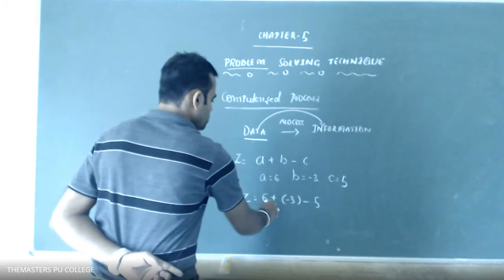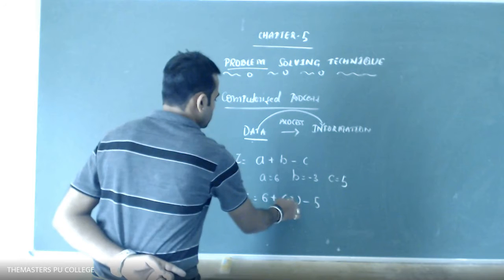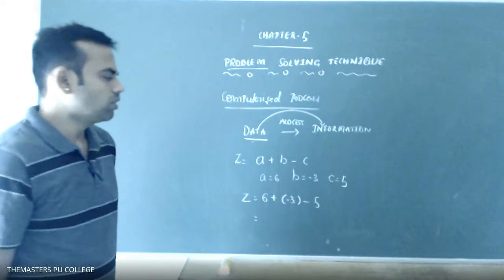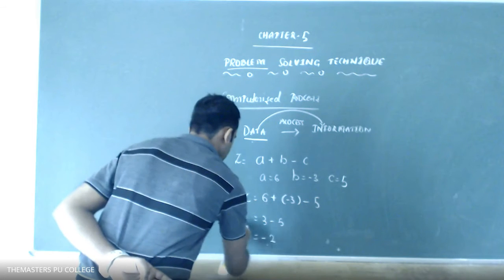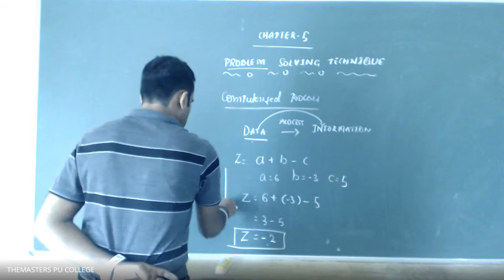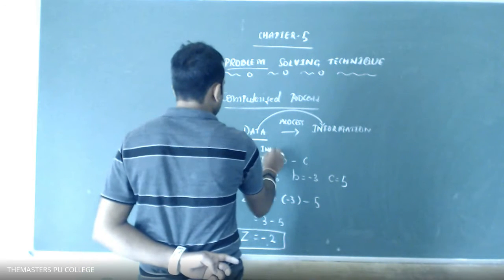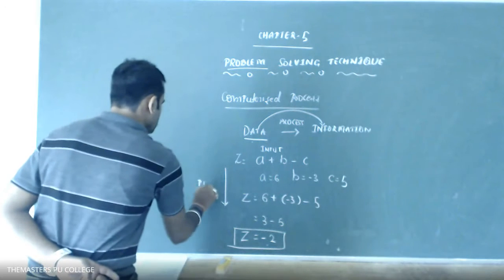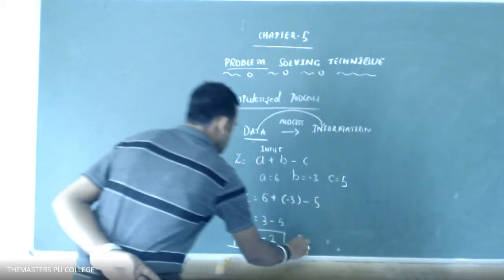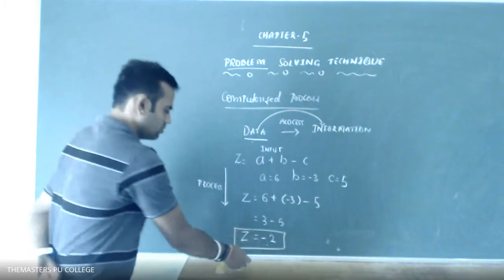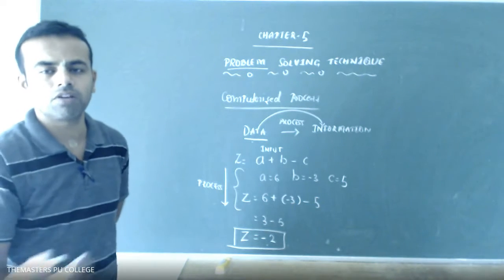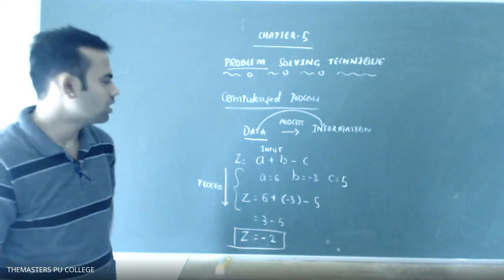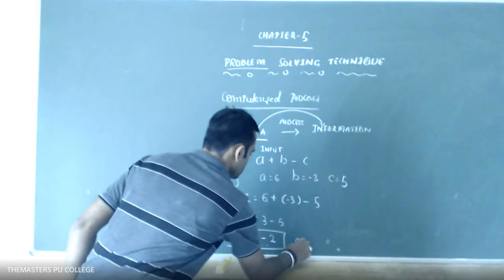So what happens here? 6 minus 3 is 3, and 3 minus 5 is minus 2. The Z value becomes minus 2. Here, this is the input. This entire thing is called the process, the computerized process. And this is the output.